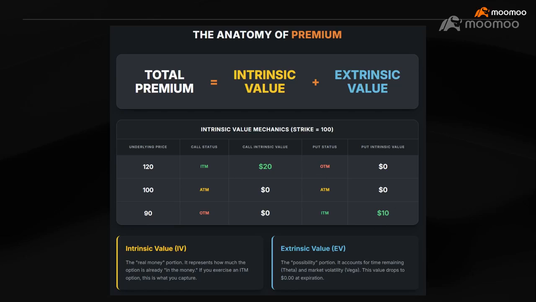But I want you guys to remember this extrinsic value, because whenever you are at the money or out of the money, for a put option as well, you've got no intrinsic value. All of your value will be just extrinsic value. And extrinsic value is what? Remember, the less time you have, the less premium, because it will depreciate.